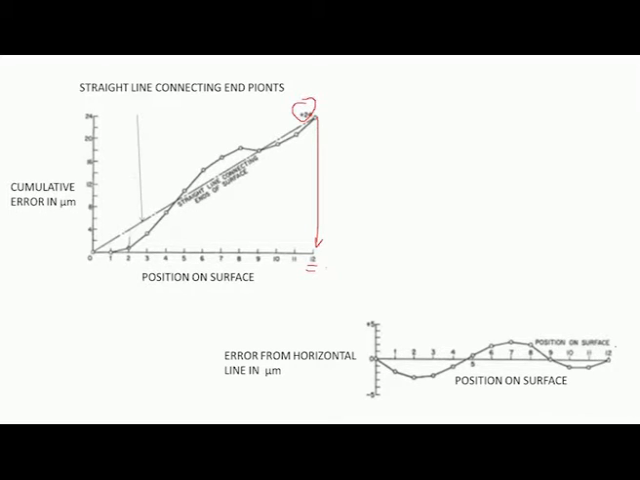Now this is the last position, which is brought to 0, and again you can see the graph is plotted here at different positions. Now, the error from the horizontal line: at this place, position number 7, we have the error like this, approximately 3 microns.